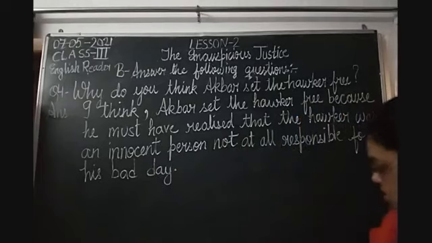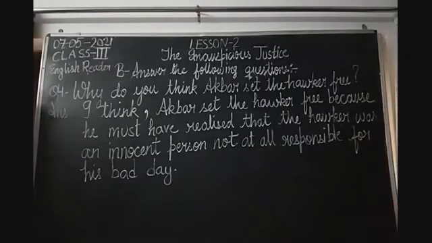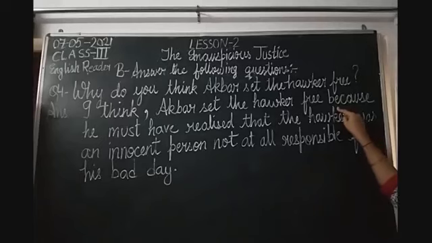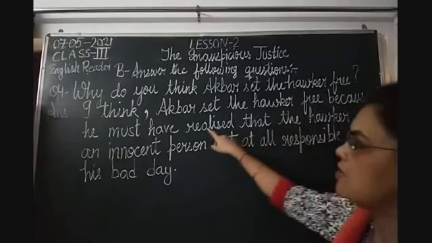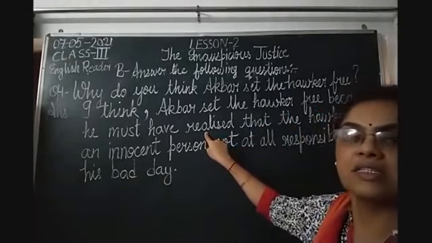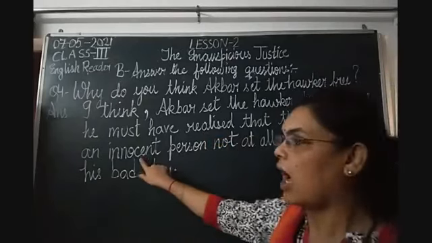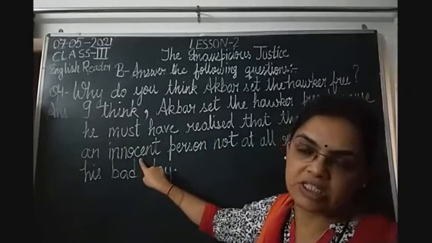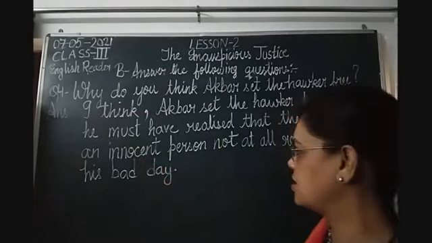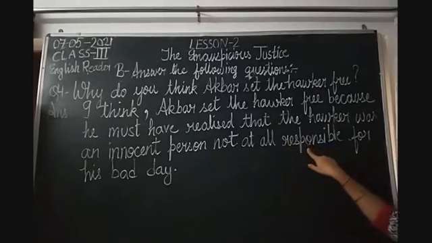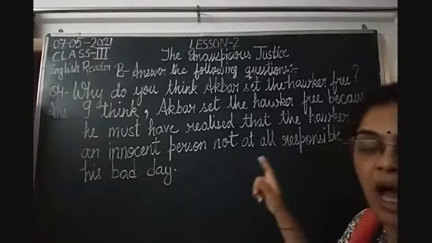Fine. Now, when you write this answer, children, you should be accurate with your spellings. Look at the spelling of because: B-E-C-A-U-S-E. Then realized: R-E-A-L-I-S-E-D. Then innocent: I-N-N-O-C-E-N-T. Responsible: R-E-S-P-O-N-S-I-B-L-E. Please listen to me carefully and write the answer correctly.